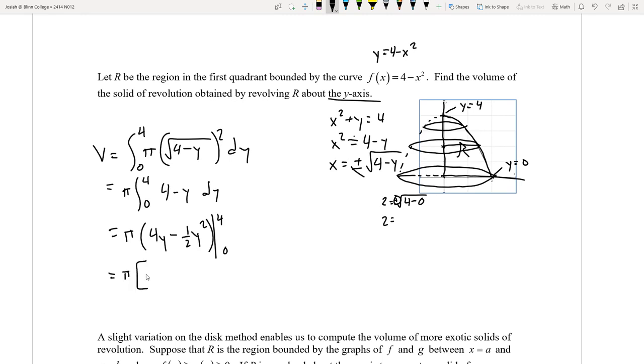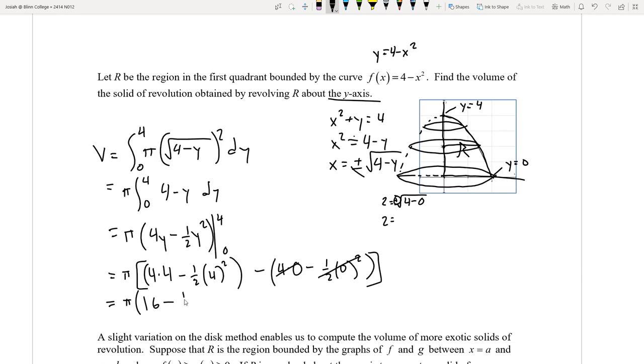So we've got 4 times 4 minus 1/2 times 4 squared, minus 4 times 0, minus 1/2 times 0 squared. 4 times 0 is 0. 0 squared is 0, times 1/2 is also 0. So we're looking at pi times 16 minus 1/2 times 16. That's 16 minus 8. So we get pi times 8, which is 8 pi cubic units.